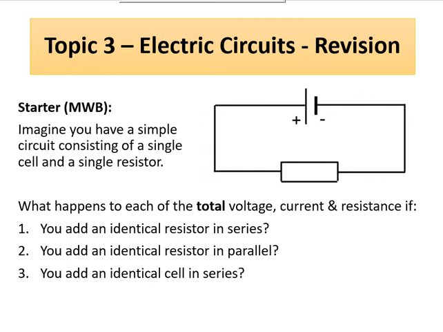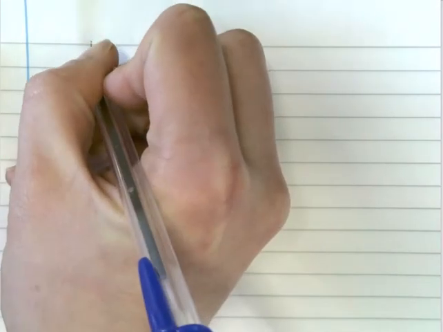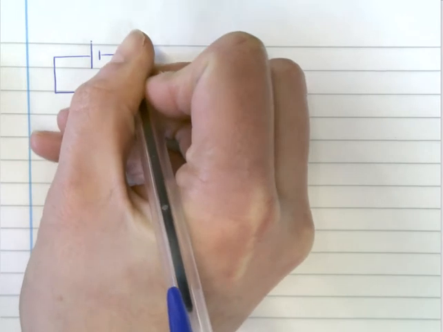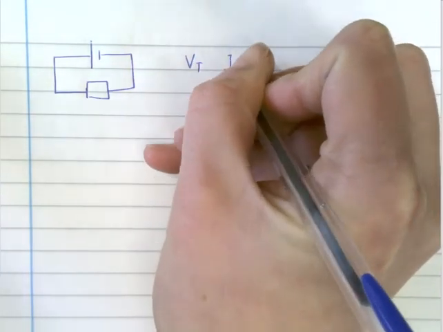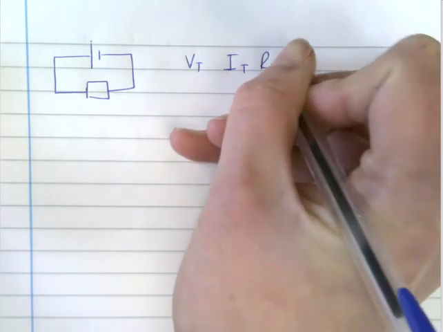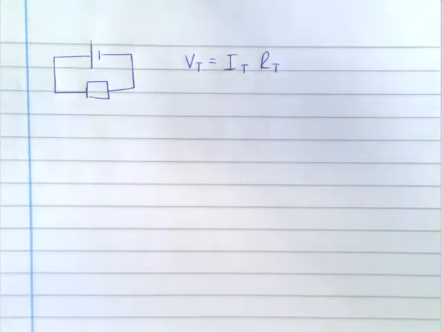Okay, so I'm going to move on to the visualizer and draw that original circuit, which was a single cell and a single resistor. And we're thinking about what's happening to the total voltage, the total current, and the total resistance in this circuit. I'm just going to write the equation Vt equals It RT, which is V equals IR, Ohm's law, but I've just written total as a subscript for all of them.